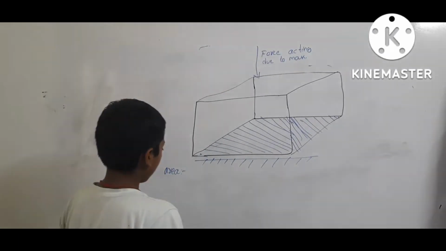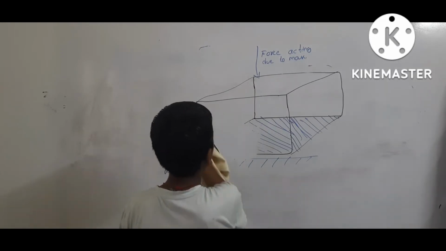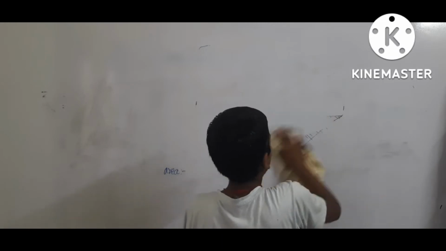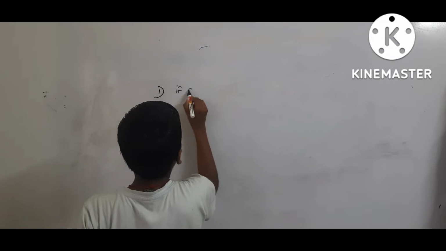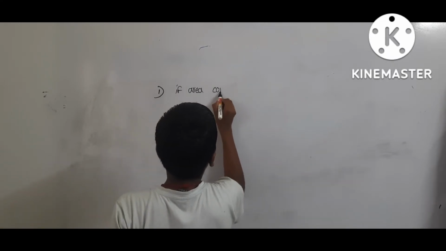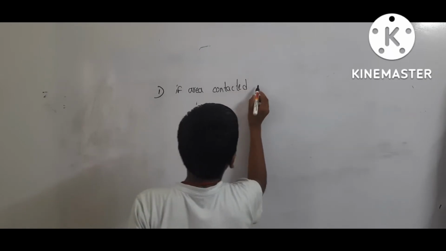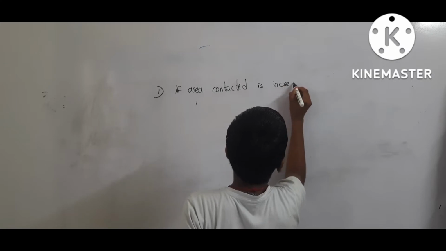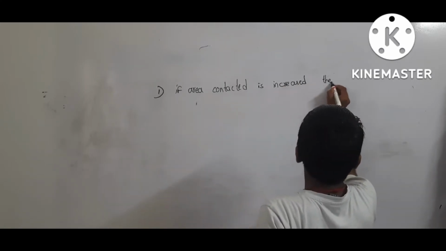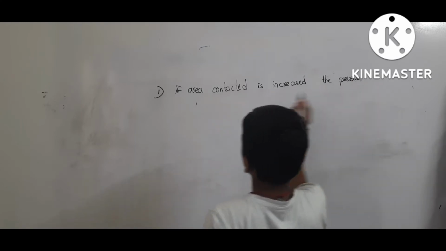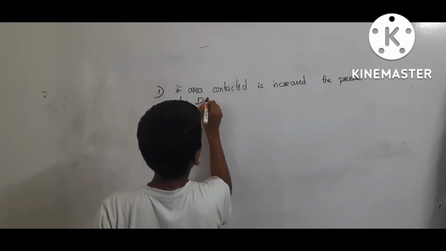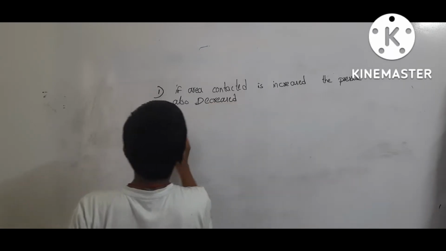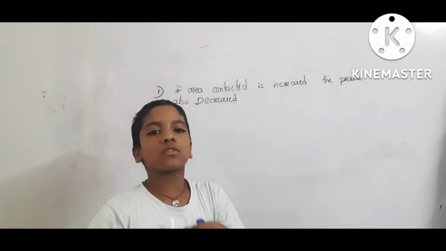Laws of pressure. One: if the area of contact is increased, pressure will decrease. Why? When the area of contact increases, pressure will decrease.